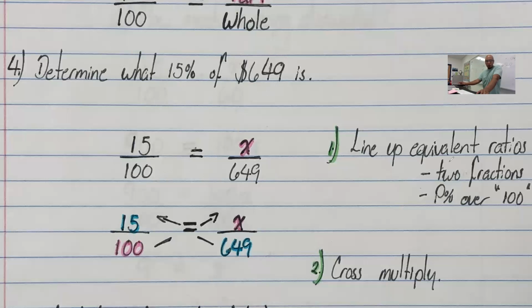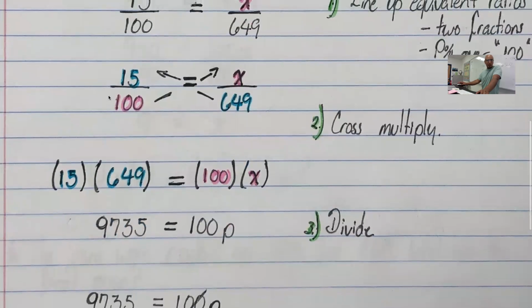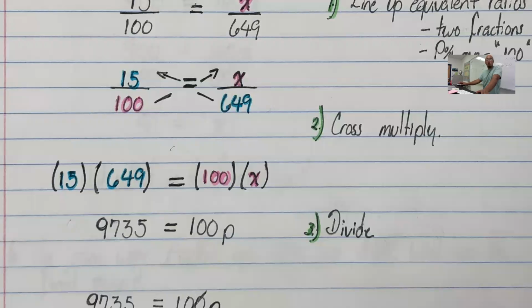All right, so we've done step number 1. We lined up the equivalent fractions. Step number 2, now that we've lined them up, ladies and gentlemen, we're going to cross multiply, same as last week. So we're going to make an equation. I'm going to have my first cross product, which doesn't really matter which one it is: 15 times 649. And my other cross product, I have 100 times X. Notice that I'm using the parentheses so that I don't confuse the X with the multiplication symbol.